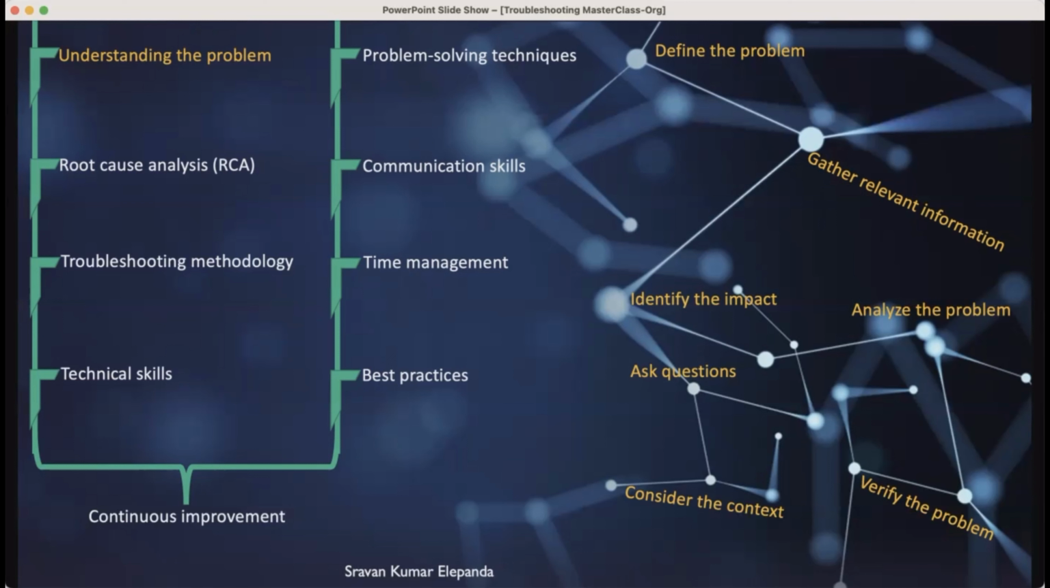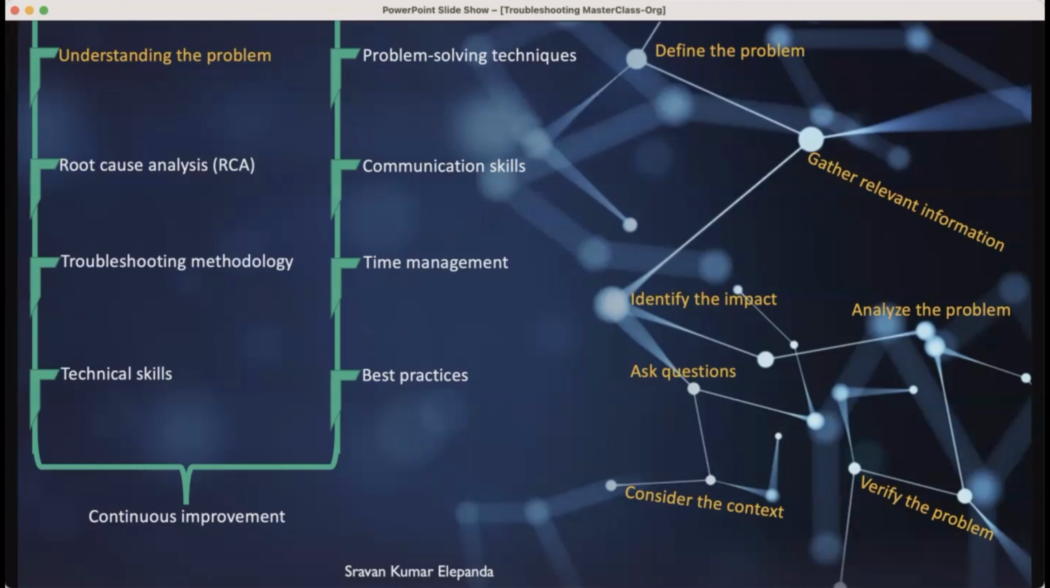So these are all a combination. If you look here, from defining the problem to gathering relevant information, identifying the impact, and analyzing the problem, all of these, if you look at the right side, are independent or dependent on one another. Based on the situation or state, sometimes they might act as independent things, but in most cases they act as dependent on each other.